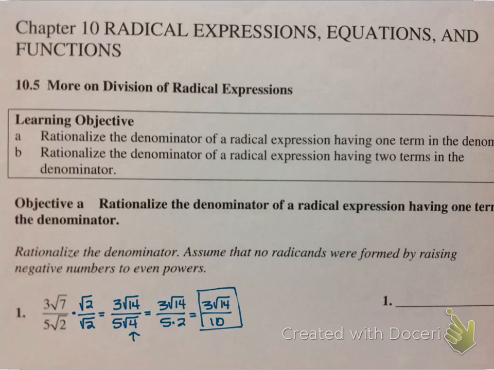So what I did when I multiplied by the square root of 2 over square root of 2, that's the same thing as multiplying by the number 1. Because square root of 2 over square root of 2 is 1. When you think about fractions, when you have the same numerator and denominator, that's equivalent to 1, and 1 times anything doesn't change the value. We're just changing the way it looks. So we've created that perfect square in the denominator so that we could take the square root of it and simplify it and work with it.